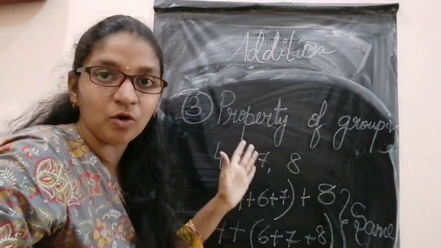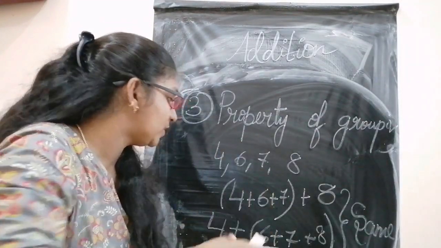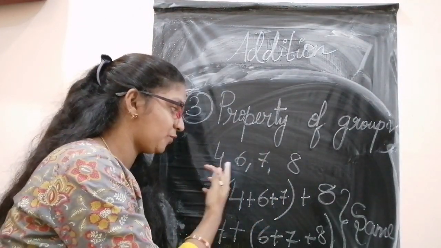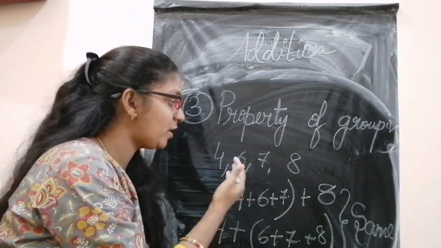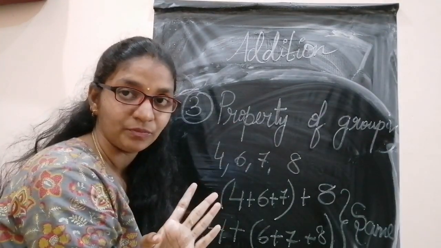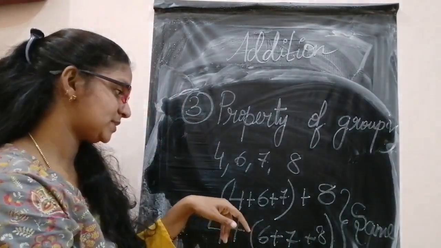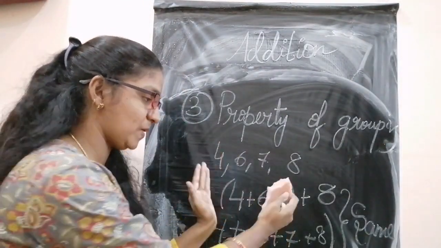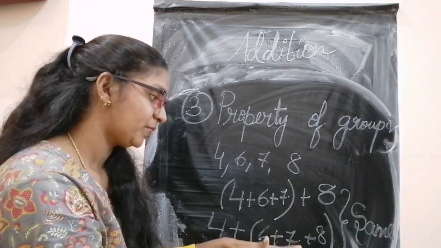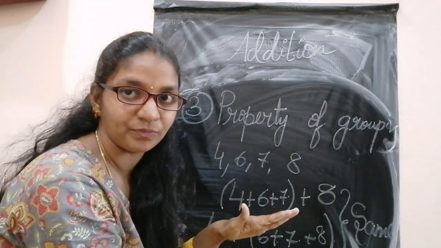So the property of grouping states that the way you group the numbers doesn't affect the answer, whether you take 4 plus 6 and then plus 7 plus 8, or 4 plus 6 plus 7 and then 8. The sum of any group you take is the same. For example, 4 plus 6 plus 7 is one group, or 6 plus 7 plus 8 is one group. Both cases are acceptable, and in both cases the answer is the same.